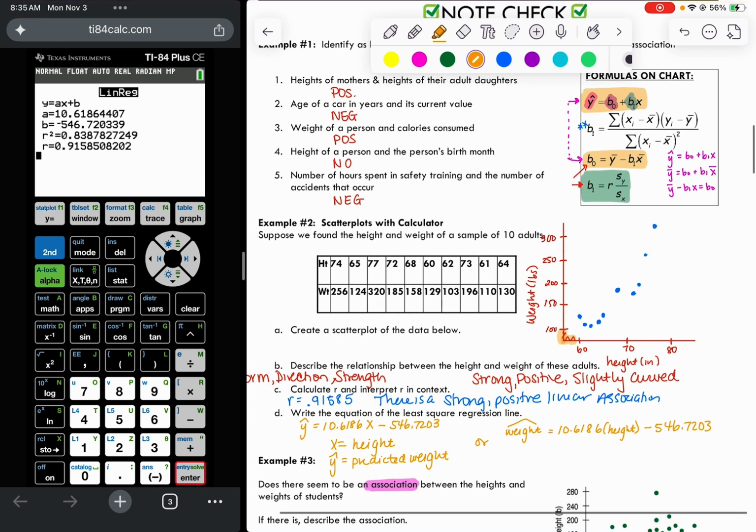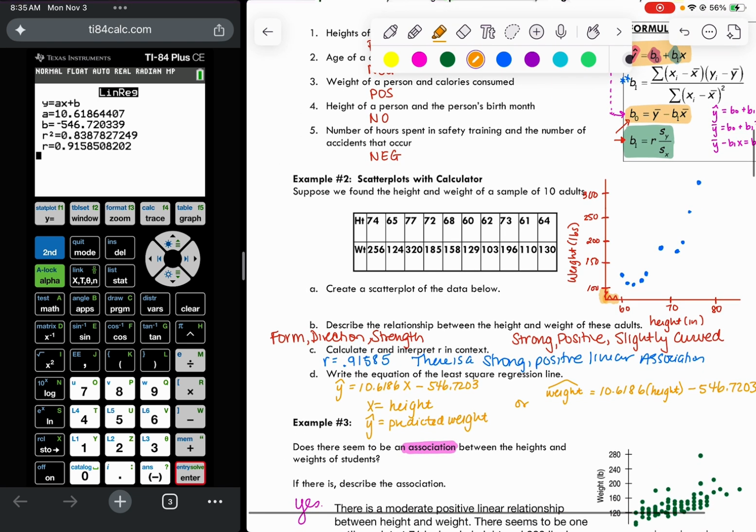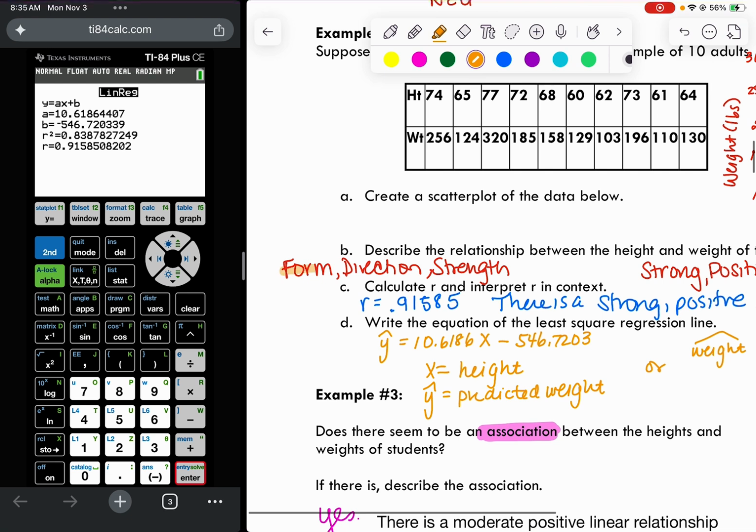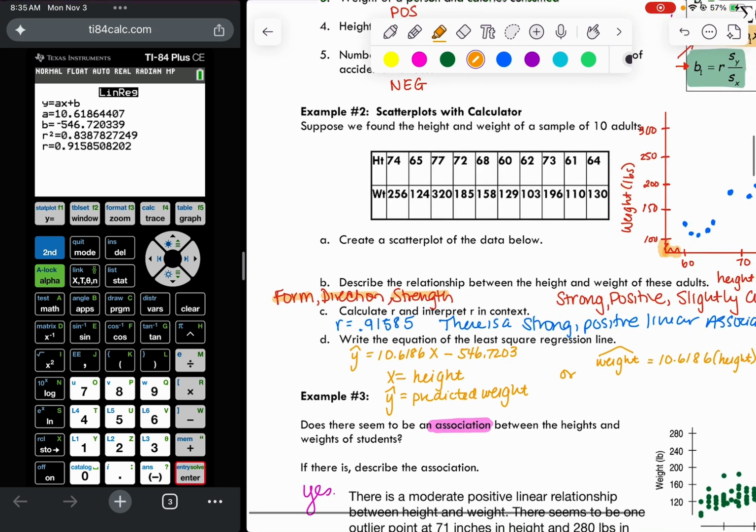Now, for this next question, it says, describe the relationship between the height and the weight. When they're asking you for the description of the relationship, note that they're going to ask you for form, direction, and strength. Form, direction, and strength. Strength could be strong, moderate, weak. Form could be linear, curved. Direction, positive or negative.